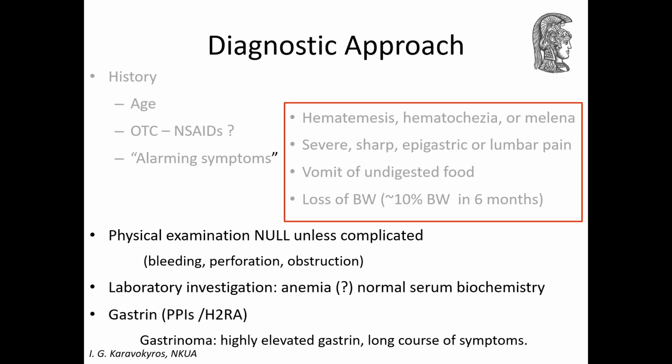There are no abnormal values in serum biochemistry, while serum gastrin may be slightly increased when the patient is under proton pump inhibitors, or histamine 2 receptor antagonists. Gastrinoma patients are characterized by highly elevated gastrin levels and diarrhea, but chiefly by a long course of symptoms.